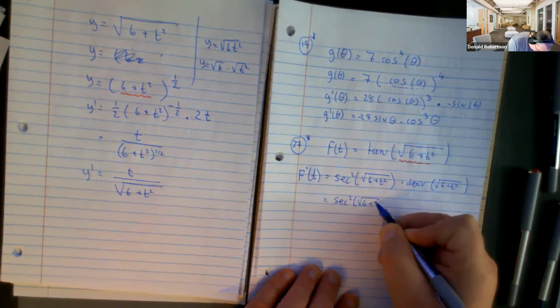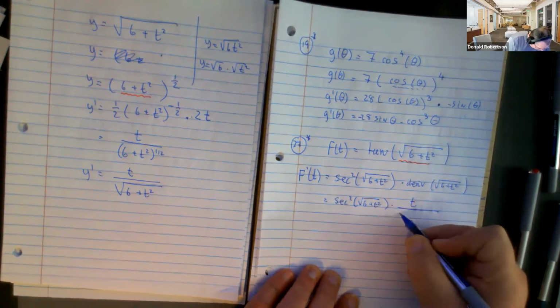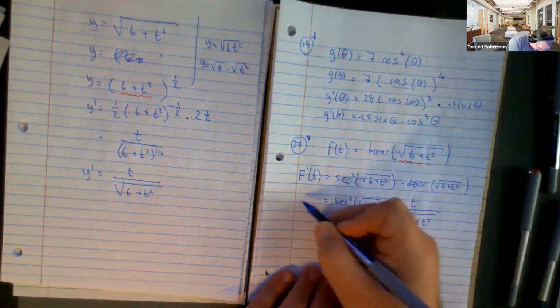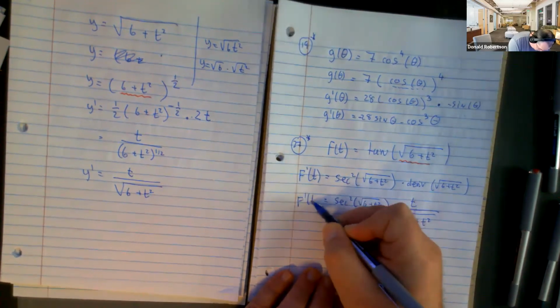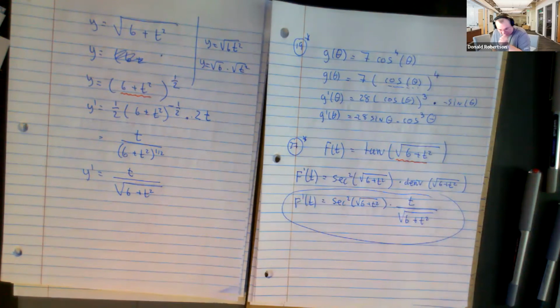And it's going to be t over the square root of 6 plus t squared. I really can't see much improvement to that. I guess I could stick them together as a single fraction, but it would look ugly no matter what you tried.